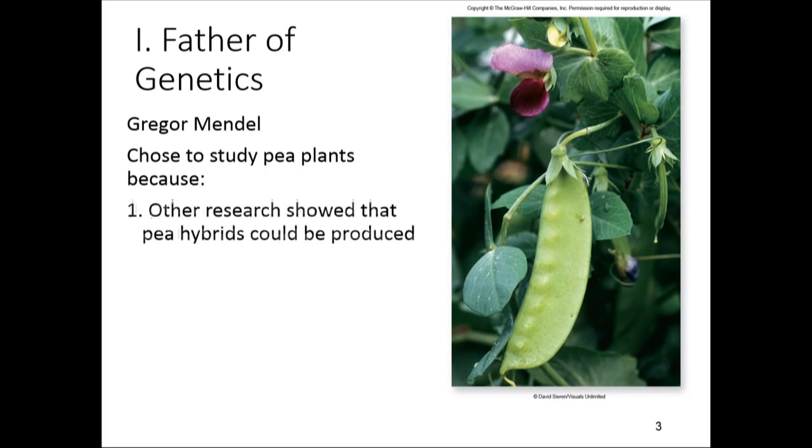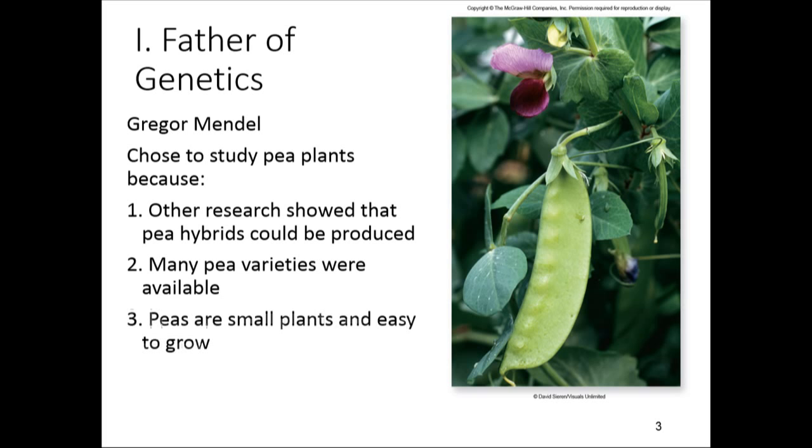Okay, the reason why he chose to use pea plants is that you can produce pea hybrids. You can cross one pea plant with a different pea plant. And there were lots of pea varieties available, and they were quick and easy to grow. They're small. They didn't take a long time to mature. And they can self-fertilize, meaning you can take a flower and use that to fertilize itself, and a pea will grow. Or you can cross-fertilize, meaning you can take two flowers from different plants, and they will also make offspring.